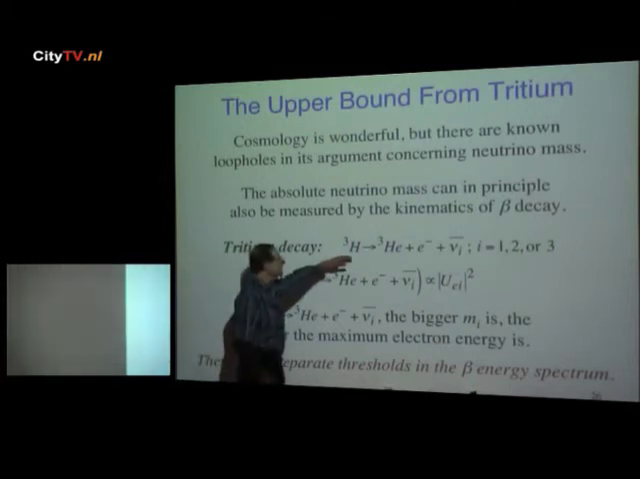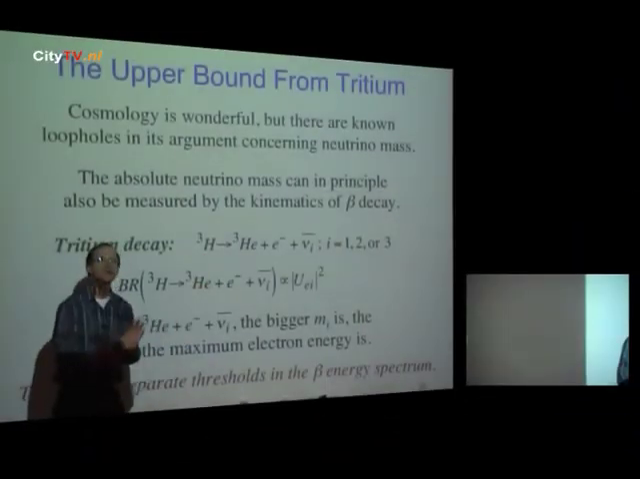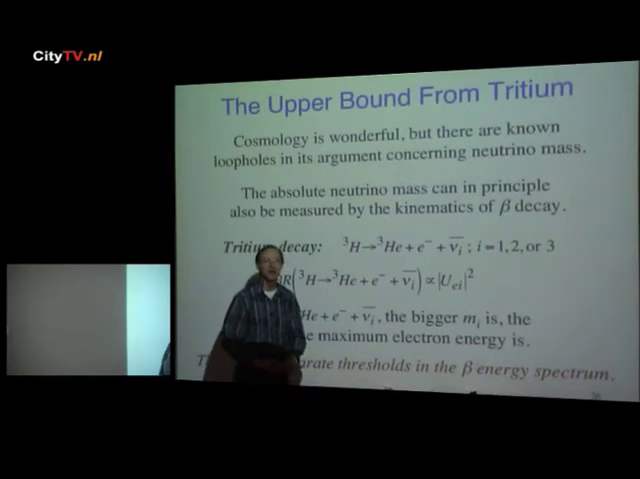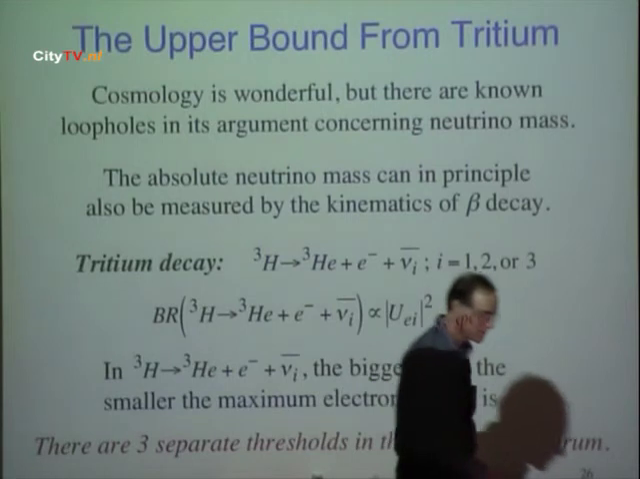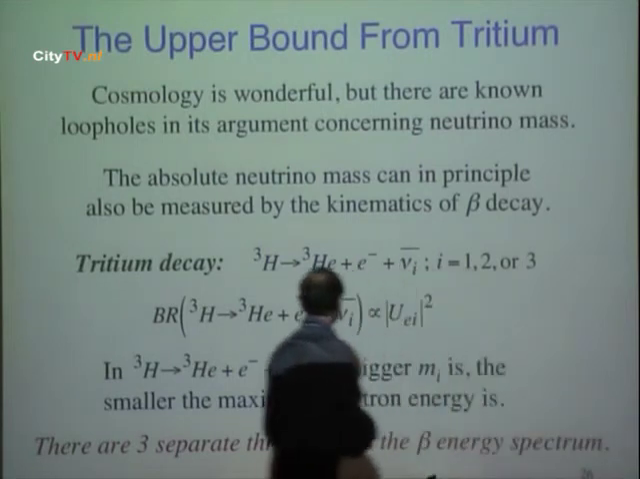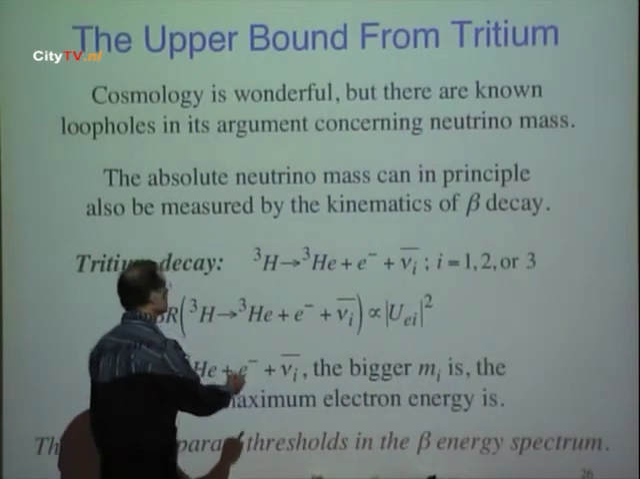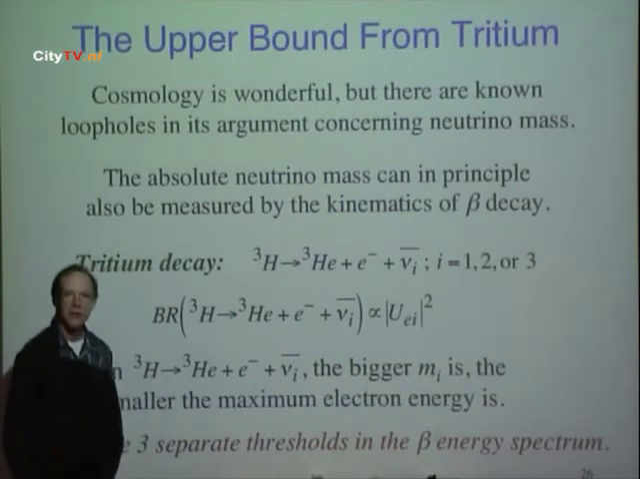You look at tritium beta decay. This is one of the beta decays with the smallest energy release of any beta decay. It's only about 17 kilo electron volts. It's not MeV. And what you measure is the spectrum of the outgoing betas, the outgoing electrons.